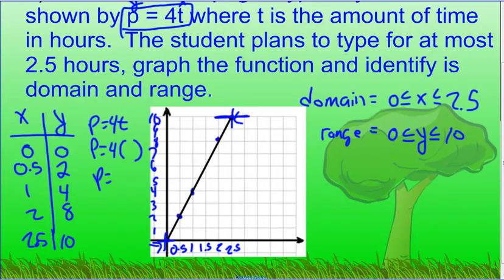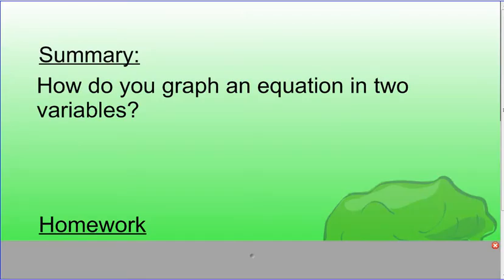Okay. So in summary, how do you graph an equation in two variables? If you could, please write down a little summary sentence or two kind of describing what you learned today. How do you graph an equation in two variables?